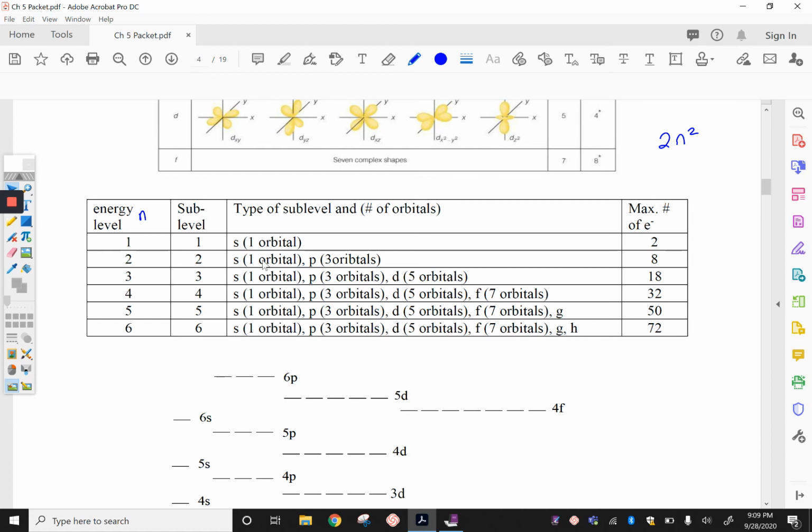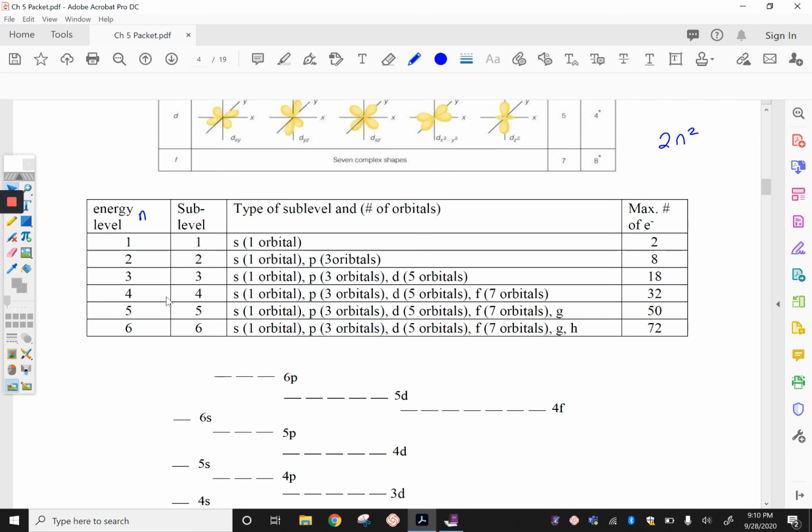It has the s and it has the p. The s has one orbital. The p has 3 orbitals for a total of 4 orbitals. Each orbital takes 2 electrons, and so you get 8 total electrons. Let's look at the third energy level. The third energy level has 3 sublevels, s, p, and d. S has 1 orbital, p has 3, d has 5. If you add all those together, you get 9 orbitals. Each orbital takes 2 electrons, so 9 times 2 is 18.